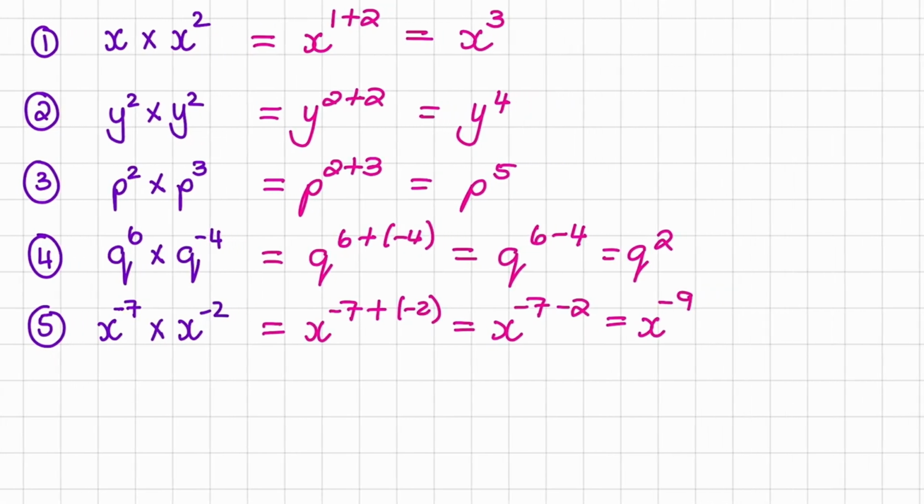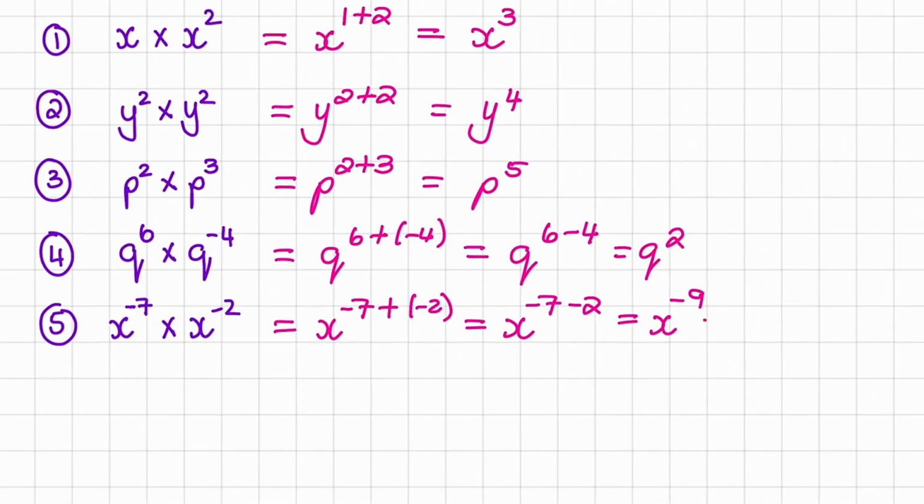But I want you to know that in algebra, we do not leave our answers in negative exponents. We always rewrite them. So x to the power of negative 9 is the same as 1 over x to the power of 9. And we leave our answers in positive exponents.